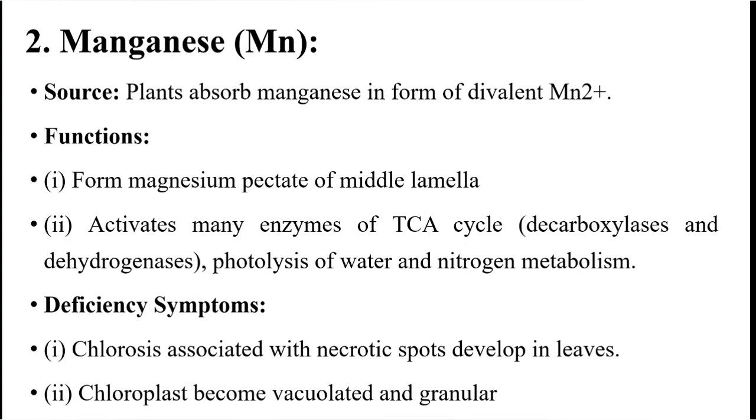Then manganese. The plant absorbs manganese in the form of divalent ion. Its functions include formation of manganese pectate of middle lamella. It activates many enzymes of the TCA cycle, or tricarboxylic acid cycle, or Krebs cycle. Then it is essential for photolysis of water and nitrogen metabolism. Deficiency symptoms include chlorosis associated with necrotic spots developing on leaves. Chloroplast becomes vacuolated and granular.